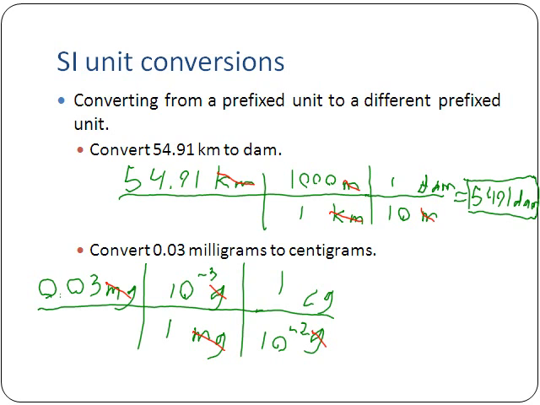So once again, break out the calculators, and we multiply across the top, divide by the bottom. So 0.03 times 10 to the negative third, and then times 1, divided by 1, and then divided by 10 to the negative second. And so if you do that, you end up getting, for our final answer here, 0.003 centigrams.